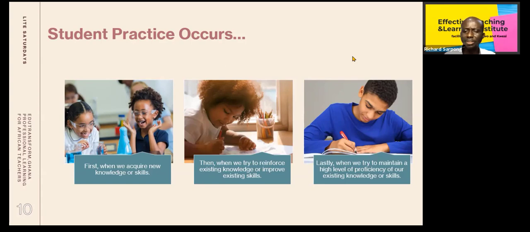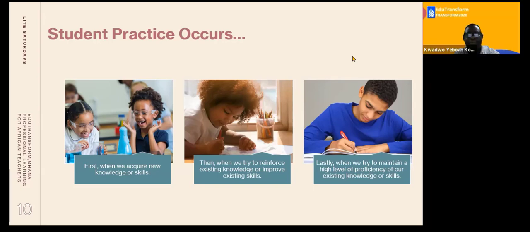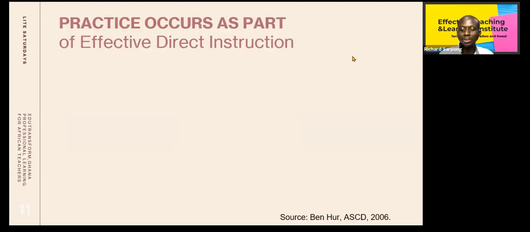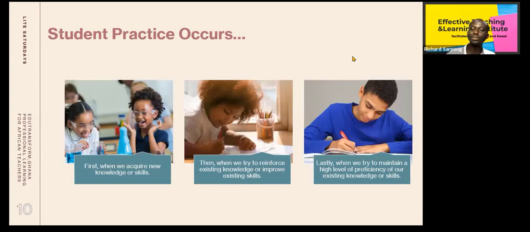Also, practice occurs when students are reinforcing. You remember the definition from Google search or Microsoft Edge search, they talk about practice as repeated exercise to acquire, improve, and maintain your level of proficiency in something. So you don't only practice when you acquire new knowledge, you practice to reinforce, to improve, and maintain the existing knowledge that you have.